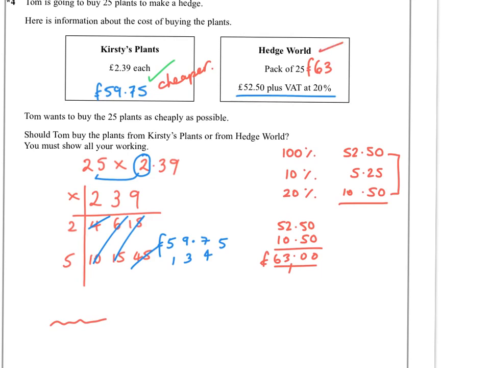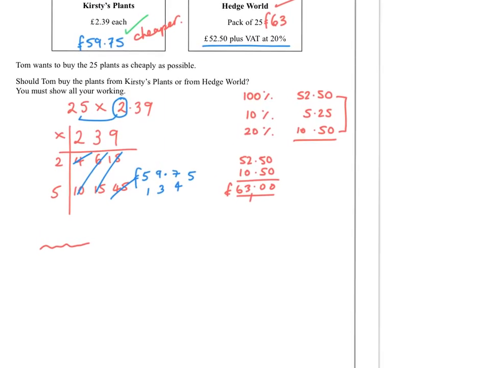Also, for the Hedgeworld situation, you could do 52.5 times by 1.2, because what that means is you've got 52.5 times the 1 plus the 0.2. If you times it by the 1, that's finding 100% of it, and if you times it by 0.2, you're actually finding the 20%, but then you're adding them both together to get the 120%, i.e. the whole amount plus the 20% more.